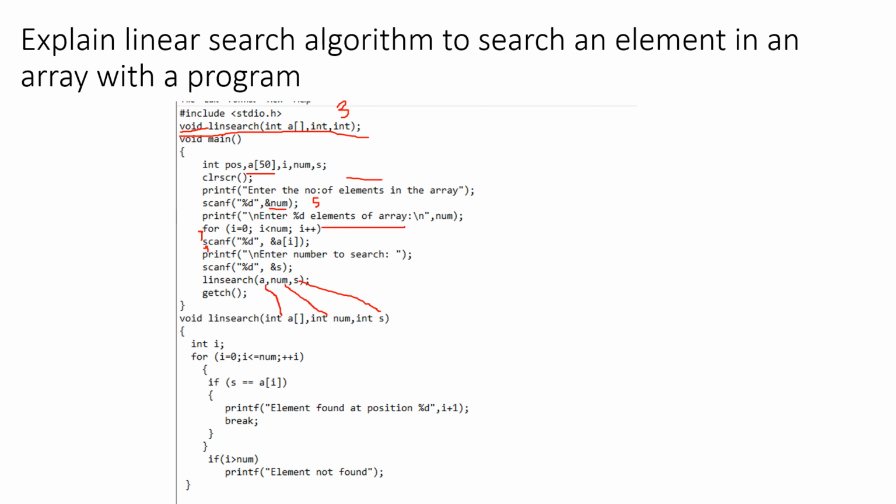So the array along with the number: we know that there are 5 elements in the array. Even though we declared the size as 50, we entered only 5 numbers. So we are passing only that. It's not the size of the array, but we are passing the number of elements in the array.